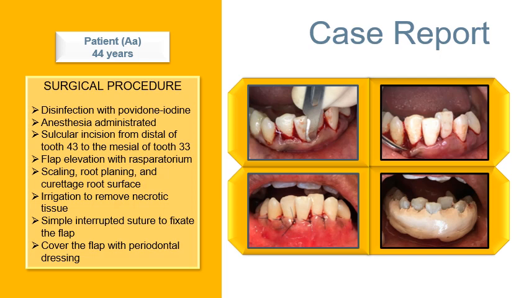Surgical procedure of patient A. First, disinfection with povidone iodine, then anesthesia administered to the working area. Circular incision from distal of tooth 43 to the mesial of tooth 33. Flap elevation was performed with a respatorium. After we could see the root surface properly, scaling, root planing, and curettage of the root surface. Then, irrigation to remove necrotic tissue. Simple interrupted suture was done to fixate the flap. The last step, cover the flap with periodontal dressing.